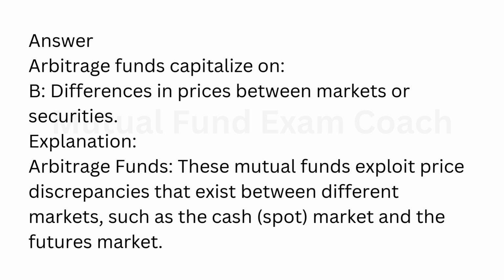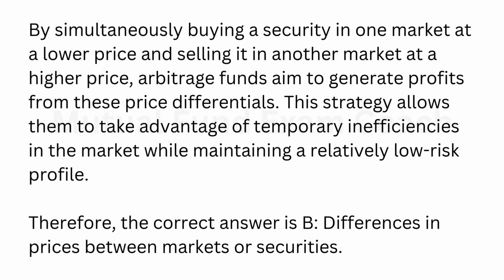Explanation. Arbitrage funds. These mutual funds exploit price discrepancies that exist between different markets, such as the cash, spot, market and the futures market. By simultaneously buying a security in one market at a lower price and selling it in another market at a higher price, arbitrage funds aim to generate profits from these price differentials. This strategy allows them to take advantage of temporary inefficiencies in the market while maintaining a relatively low risk profile. Therefore, the correct answer is B. Differences in prices between markets or securities.